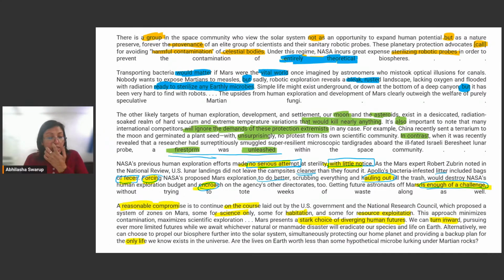Okay, so he's essentially saying that this is what you can do. Are the lives on Earth worth less than some hypothetical microbe lurking under Martian rocks? So we have two courses of action available. We can just go out into space and fight it, or we can just stay here and try to keep everything sanitized and stop our species from doing anything. So two choices: turning inwards or propelling our biosphere further.